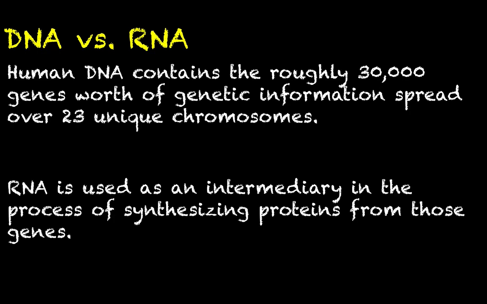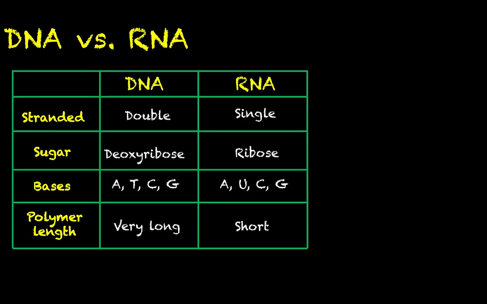RNA, on the other hand, is used more as an intermediary in the process of synthesizing proteins from those genes. That's how we get things like messenger RNA, transfer RNA, ribosomal RNA. Those are all just kind of intermediary tools that we use to build the proteins from a DNA-based blueprint. So this chart here will lay out some of the major differences between DNA and RNA.